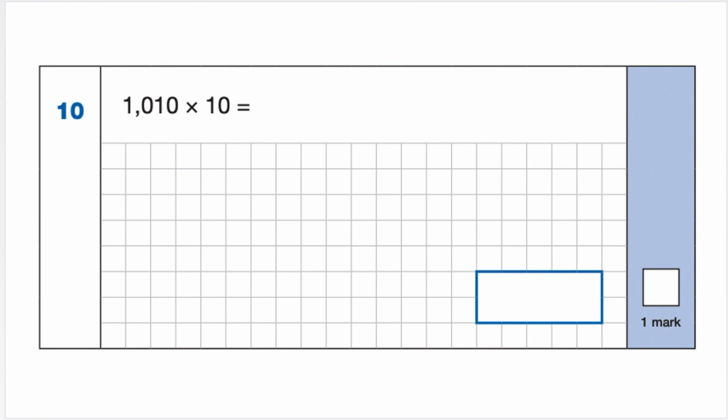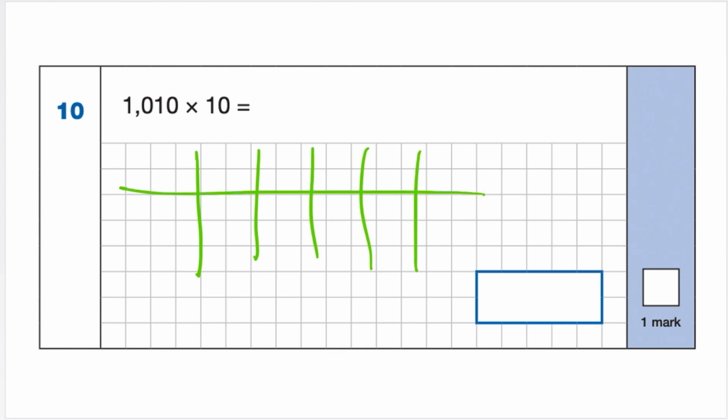Okay, this is a nice one. 1,010 multiplied by 10. What we can do here is use our place value chart. Quickly draw a place value chart. I've got no decimals, so I'm going to start with ones, tens, hundreds, thousands. I'm going to put a 10,000s in there for good measure, and then simply put in my number, 1,010. So 1,010 has 0 ones, 1 ten, 0 hundreds, and 1 thousand.